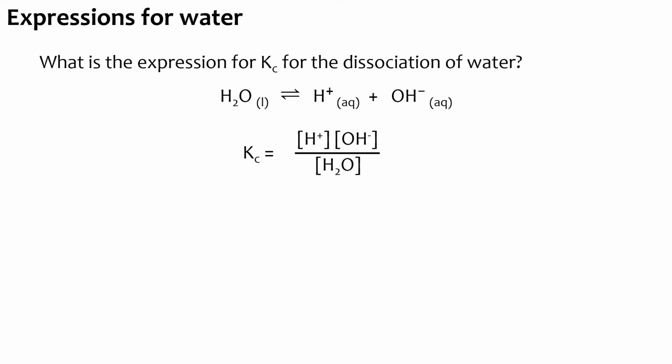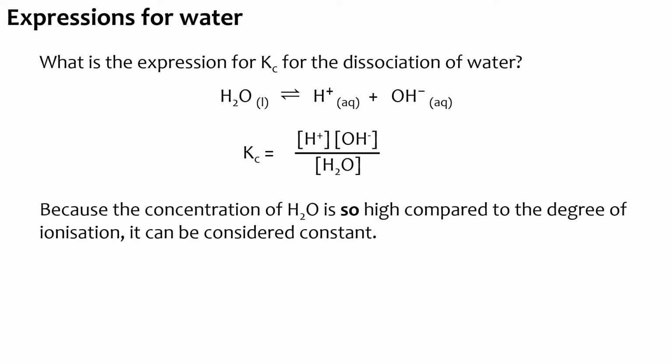Now, when we looked at Ka, we worked out the Ka expression by taking the Kc and thinking about the ratio between the amount of water present in the solution and the actual ions that we're interested in. Now, the same thing occurs here. In a solution of pure water, there is going to be vastly more H2O molecules than there will be H+ and OH-. The degree of dissociation is tiny. So because the concentration of water is so high compared to the degree of ionization, we can consider it constant.